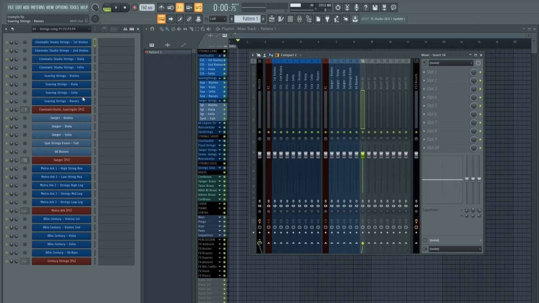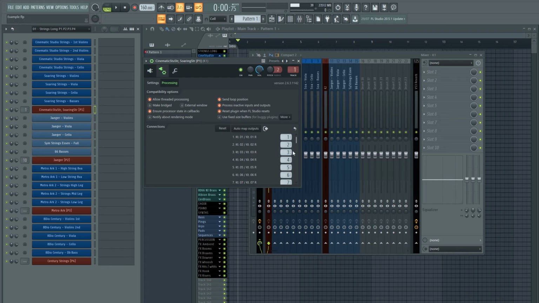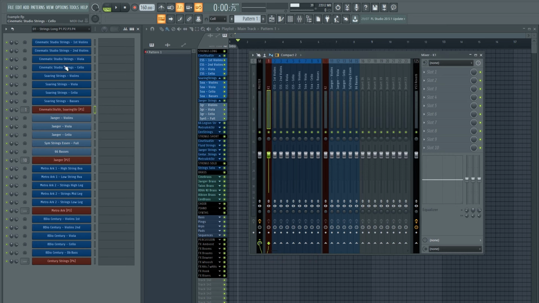So I've got Studio Strings loaded and I've got Sorting Strings loaded as well. Each is being output to a connection to a different mixer channel, and you can see that through the output connections as well, through the processing, which is 1, 2, 3, 4, 5, and it keeps going on. We can see that as well by just playing it.